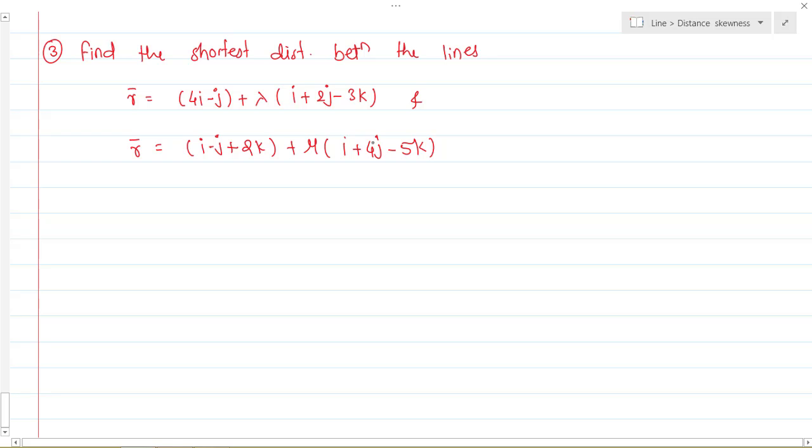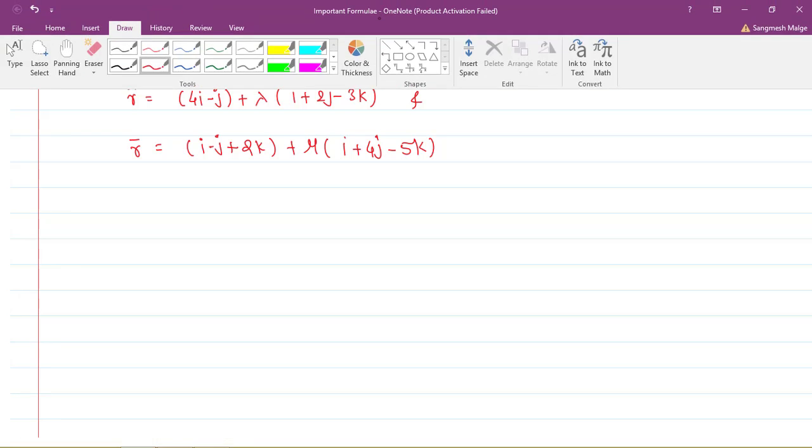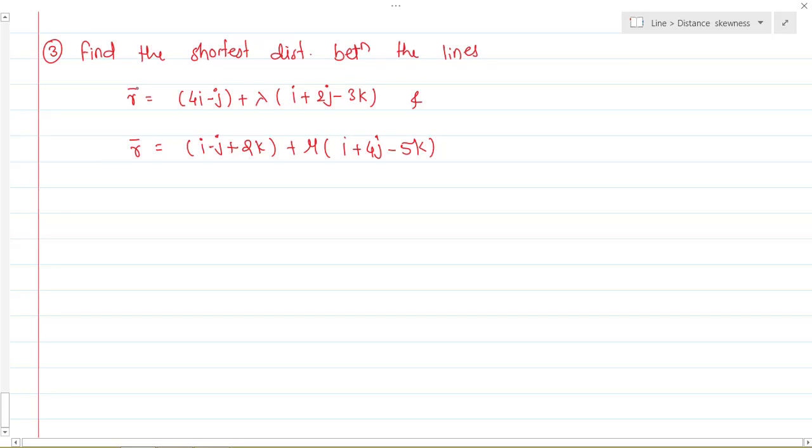This question is given in vector form, so our first task is to convert them into Cartesian form. Let's consider this as the line L1 and this as the line L2. For L1, this is the point A and this is the parallel vector B, and these are the direction ratios. This is the point A on the line L2 and this is the parallel vector B. With that we can easily find the Cartesian form.